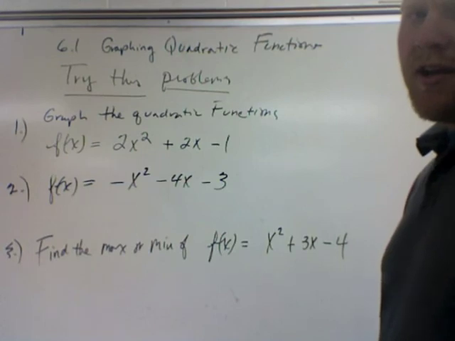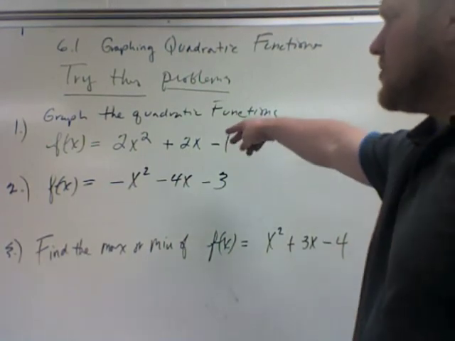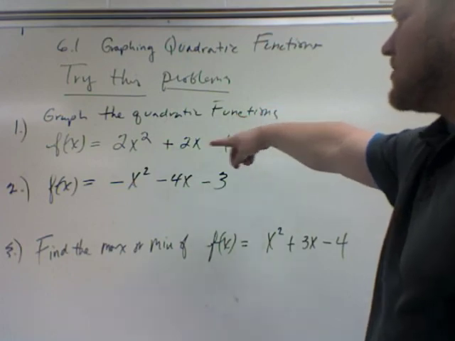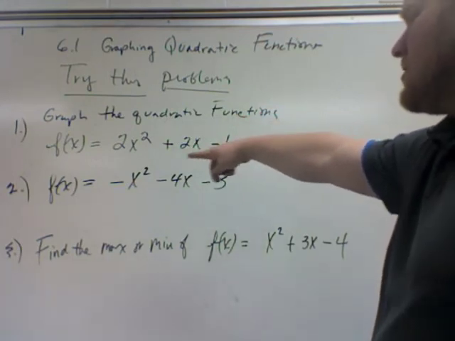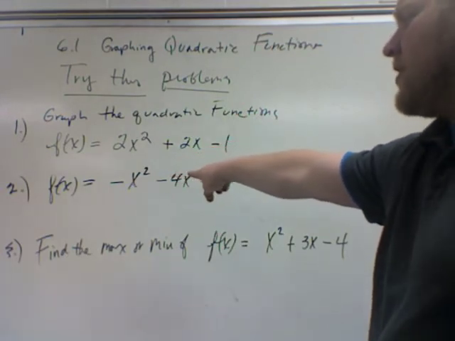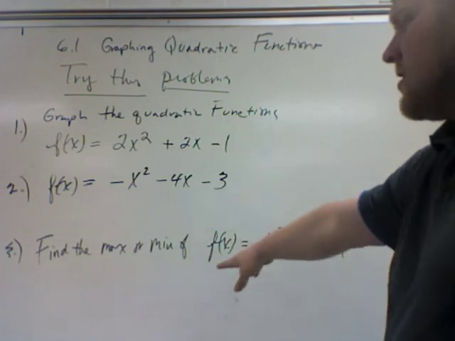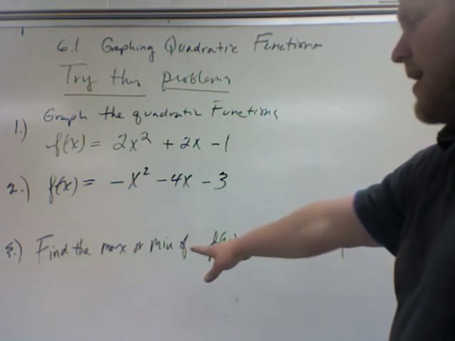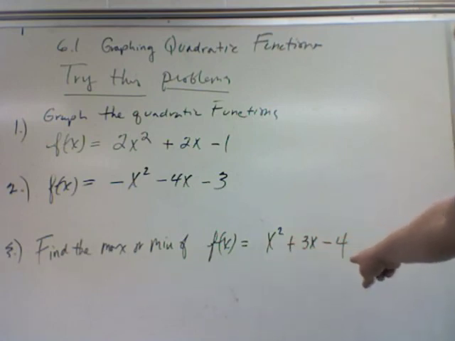All right, here are 3 try this problems. The first two say graph the quadratic functions. Number 1, f of x equals 2x squared plus 2x minus 1. Number 2, f of x equals negative x squared minus 4x minus 3. The third problem down here says find the max or minimum of f of x equals x squared plus 3x minus 4.